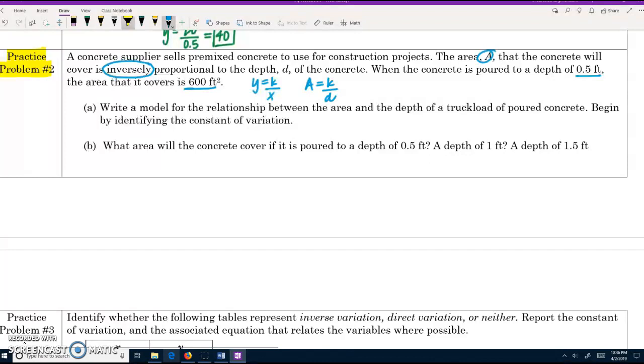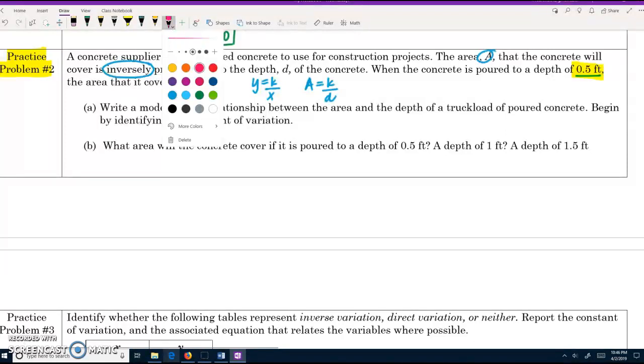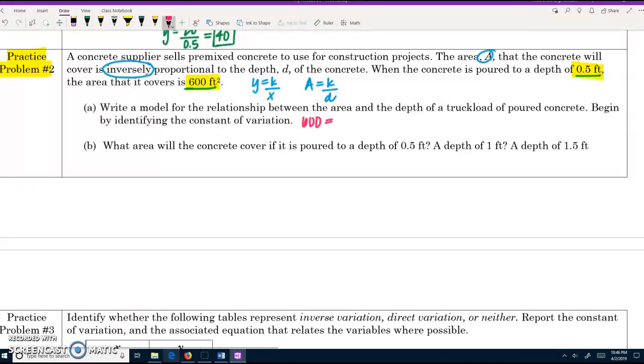So for the area, I'm going to plug in 600. For the depth, I'm going to plug in 0.5. So let's go ahead and do that. I'll have 600 is equal to k over 0.5. So in order to solve for k, I can multiply both sides by 0.5.